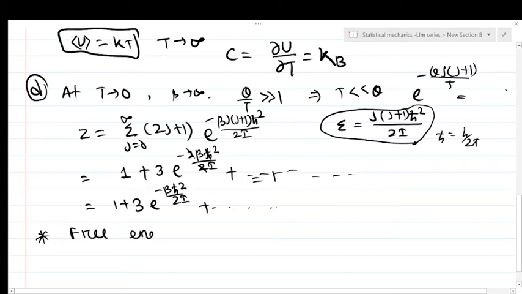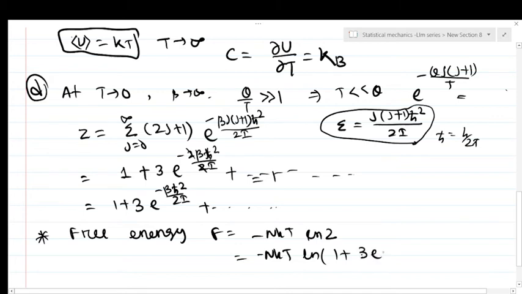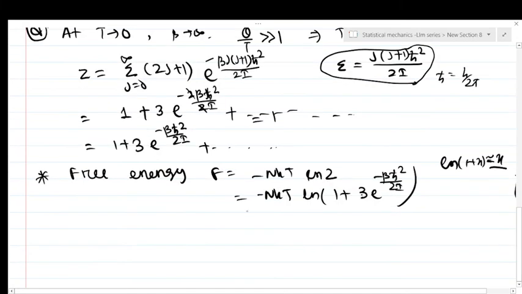Free energy is F equal to minus nkT ln Z, and at low temperature it is minus nkT, taking the first two terms, ln of 1 plus 3 e to the power minus beta h cut square by I. Since ln 1 plus x is nearly equal to x, that will be minus 3 nkT e to the power minus beta h cut square by I. Okay, it is the answer.